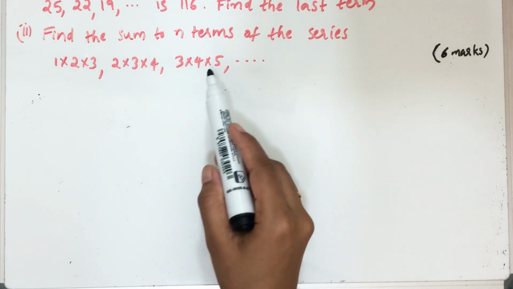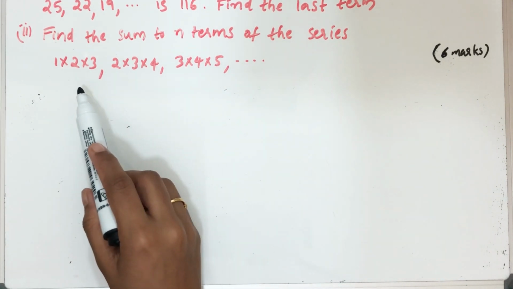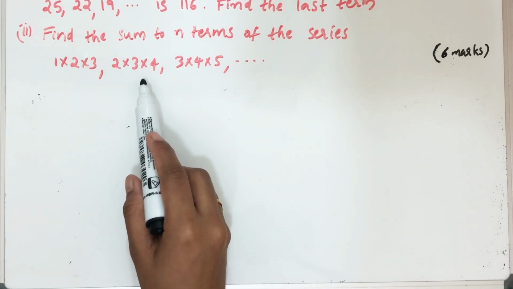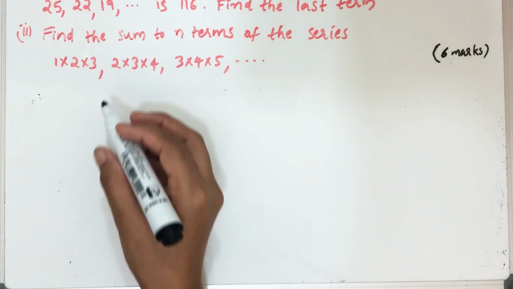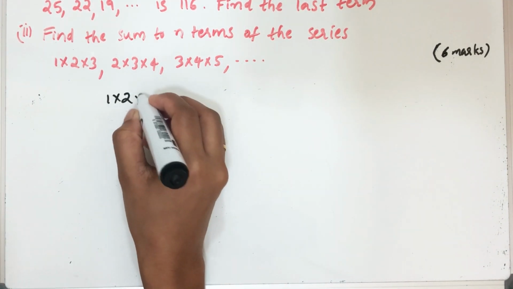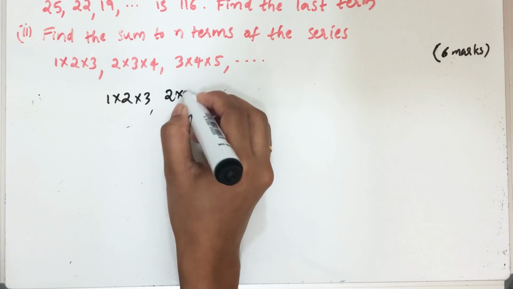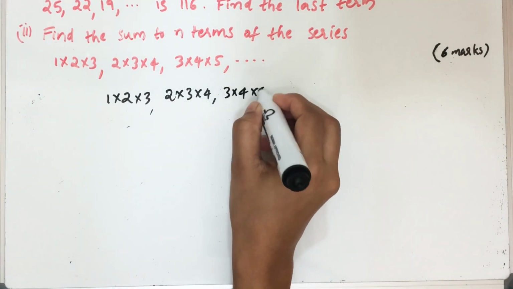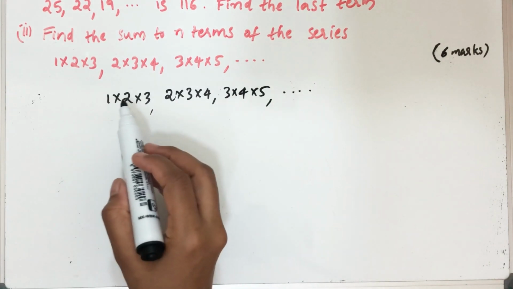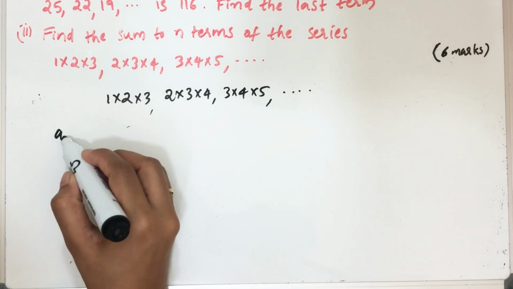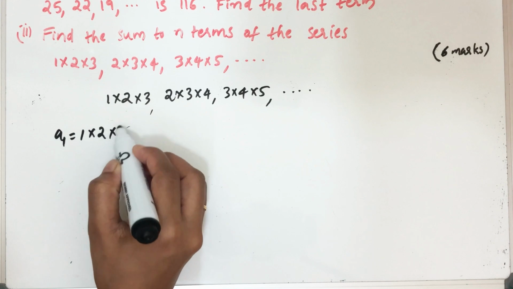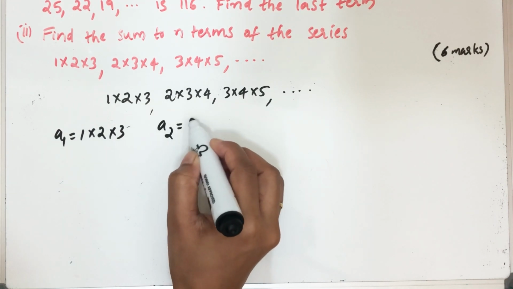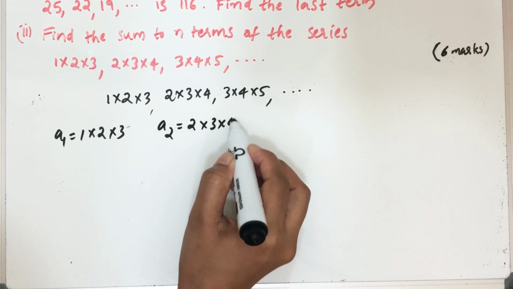Second question, find the sum to n terms of the series 1 into 2 into 3, 2 into 3 into 4, etc. So here the series is 1 into 2 into 3, 2 into 3 into 4, 3 into 4 into 5, etc. That is the first term, a1 is equal to 1 into 2 into 3. a2 is equal to 2 into 3 into 4, second term.